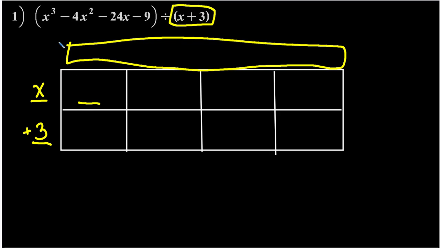Inside the first little spot is going to go the highest powered term of your polynomial. This is a third degree polynomial because this is already all multiplied out, so you go with the highest exponent.